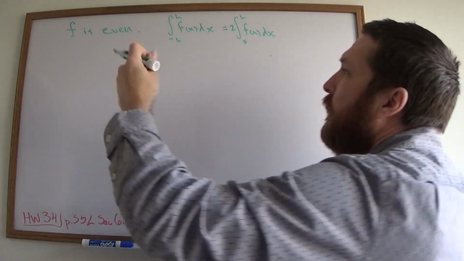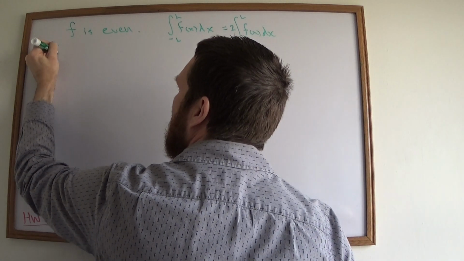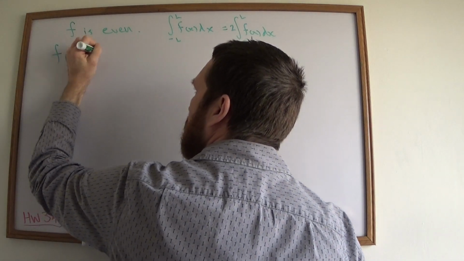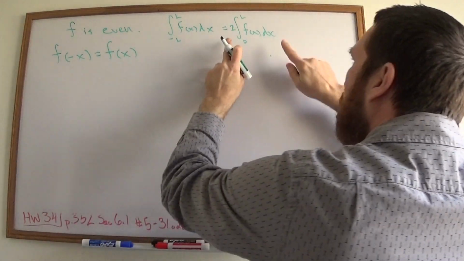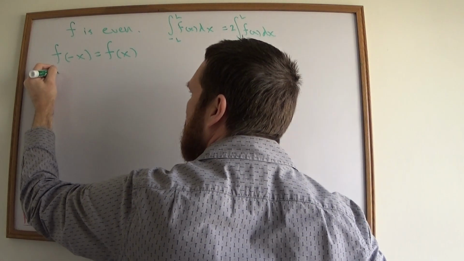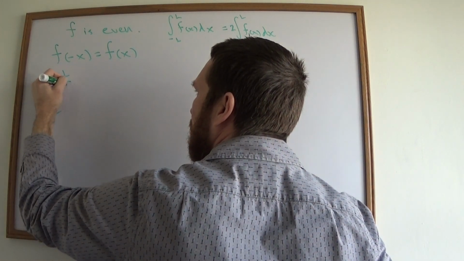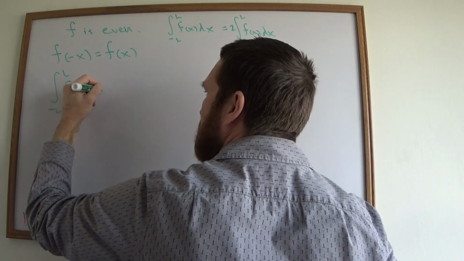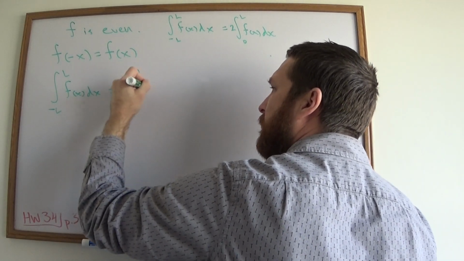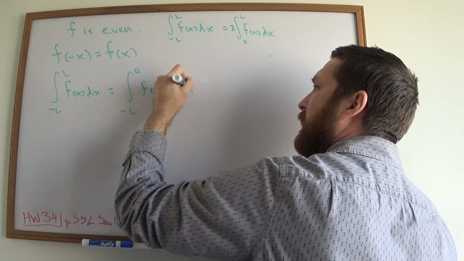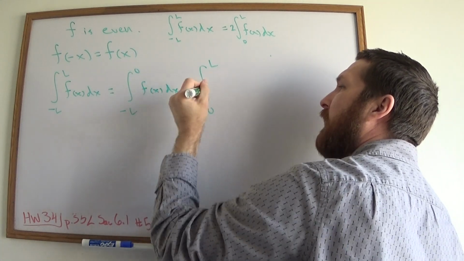Well, remember what this means. If f is even, then f of negative x equals what? Just plain old f of x. And so what I'm going to do here is say, okay, from negative L up to L of f of x dx, let's split this from negative L up to 0, and then from 0 up to L.